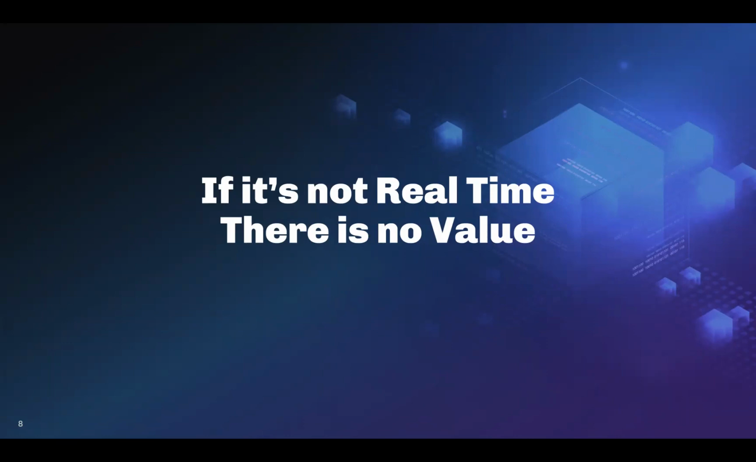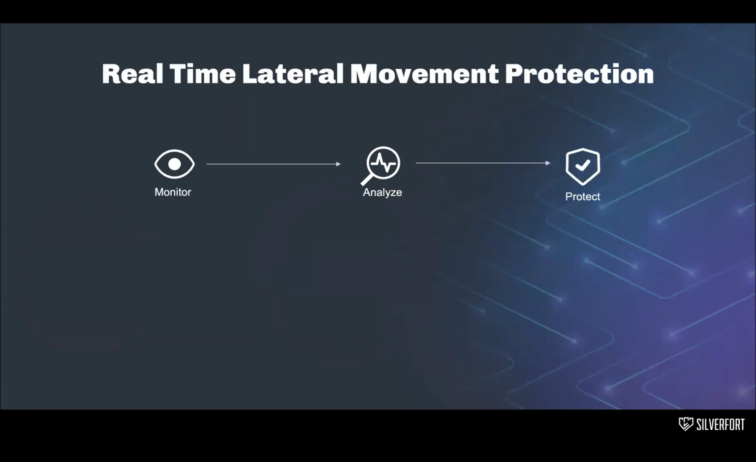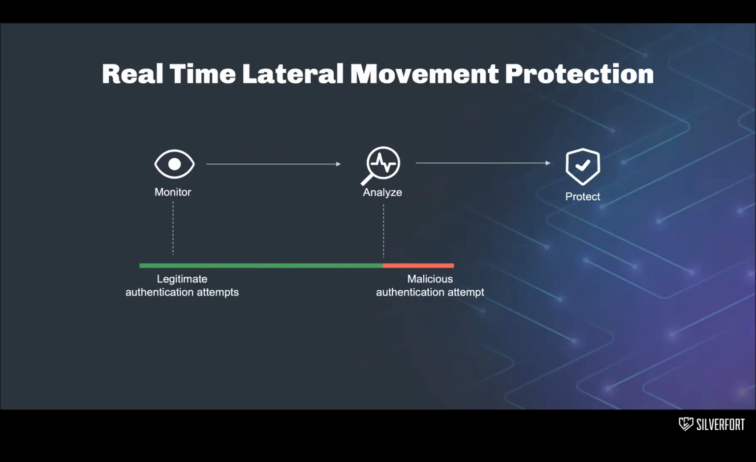So if we want to apply this real-time protection to identity-based attacks, and remembering that what enables identity-based attacks is the use of valid though compromised credentials, the flow would look like this. Real-time identity attack protection would involve monitoring legitimate authentication attempts, understanding when any attempt is malicious, and if that's the case, blocking this authentication, never letting it mature to an actual resource access, okay?